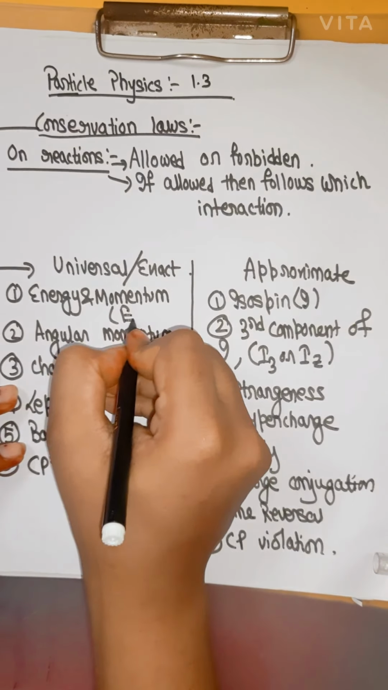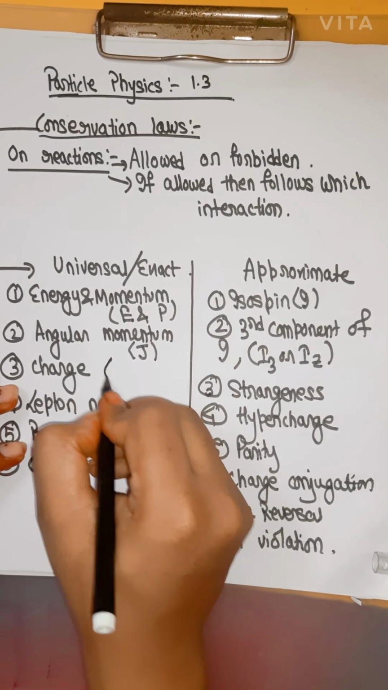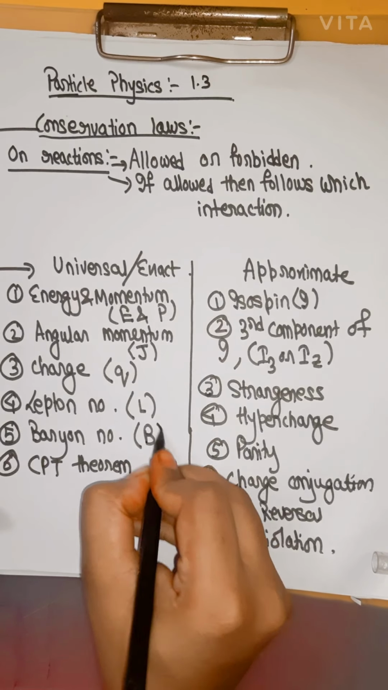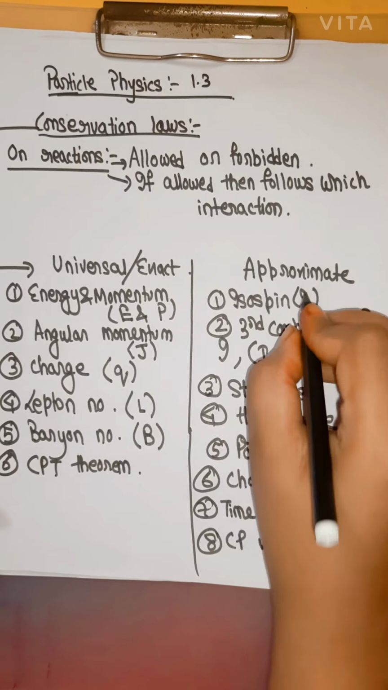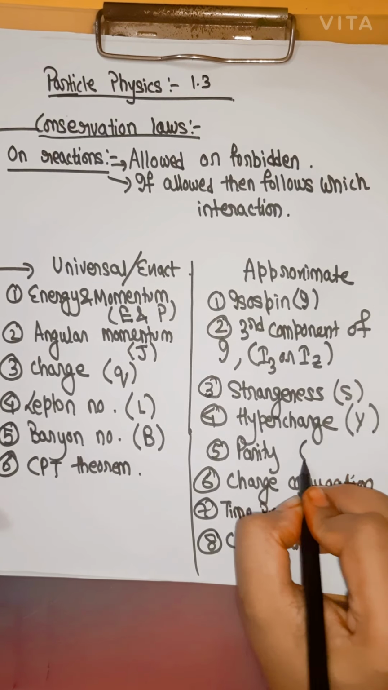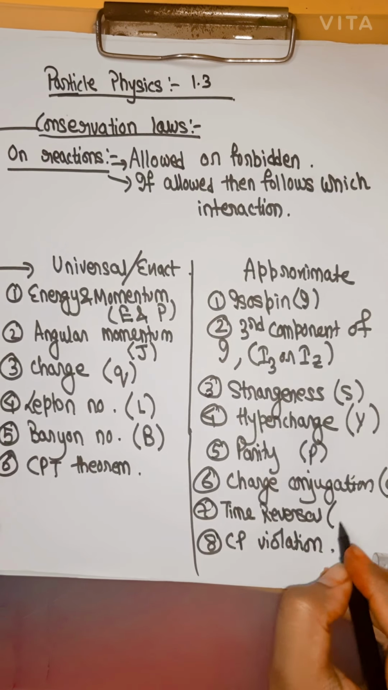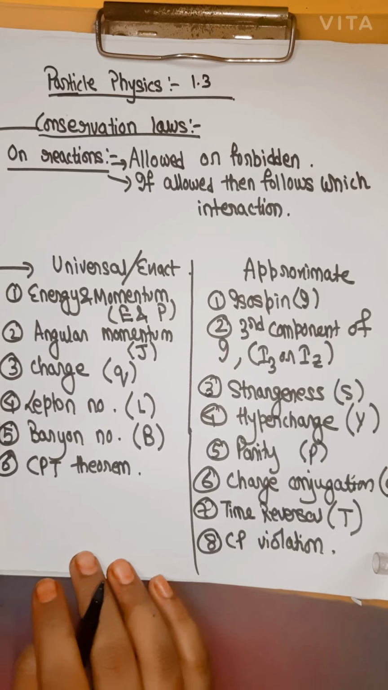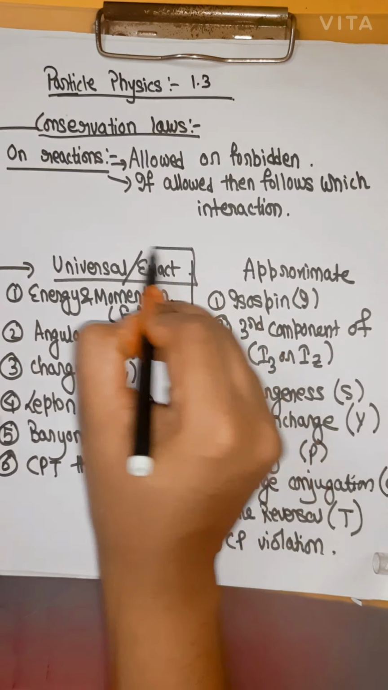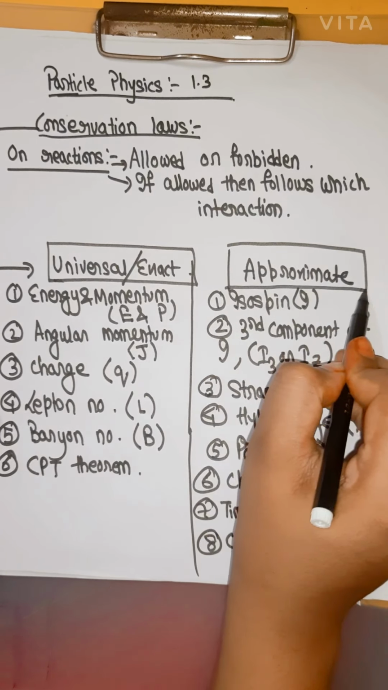We denote energy and momentum by E and P, angular momentum by J, charge by Q, lepton number by L, baryon number by B. This is I, this is I3 or Iz, this is S, this is Y, this is P, this is C, this is T. So these are our universal or exact conservation laws, and these are our approximate conservation laws.